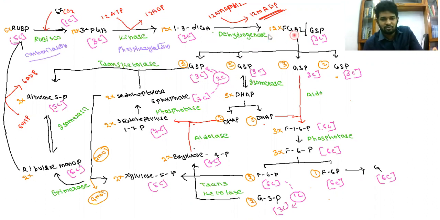The product which is produced here is phosphoglyceraldehyde. How many molecules? 12 molecules. Why? It is also a 12 molecular compound and there is no change in the carbon, right? That's why this is also a 3 carbon compound and this is also a 3 carbon compound.